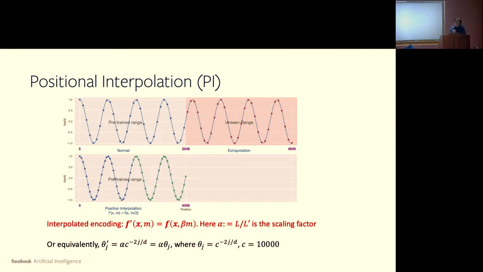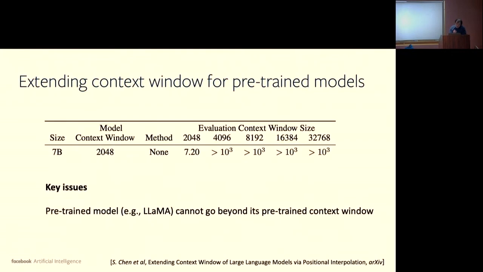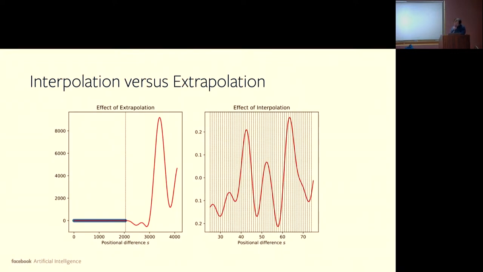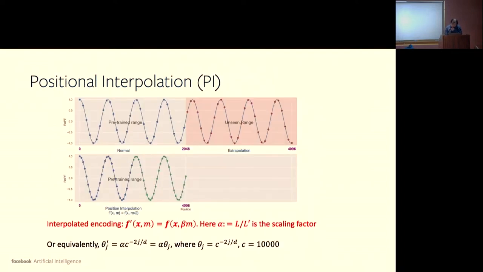The reason is that we discovered the attention function is actually well behaved. If you do interpolation, it behaves quite well. But if you do extrapolation, all of a sudden it gives you super bad scores outside of the window that was trained on. So that's the reason why we should do interpolation rather than extrapolation.